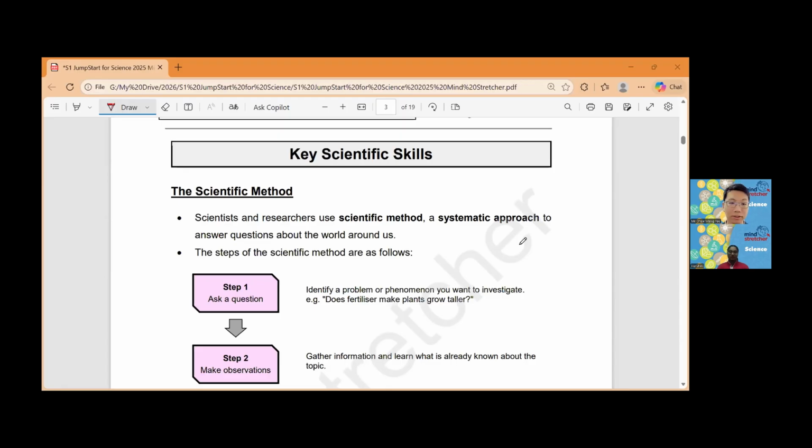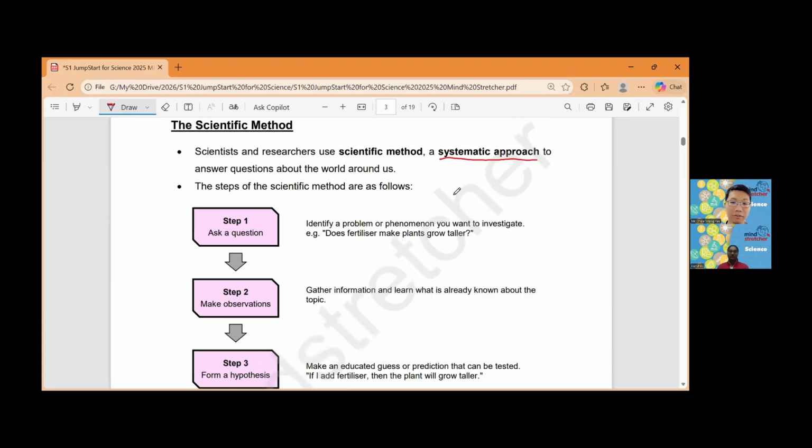And you will also learn this scientific method. This scientific method is what we call a systematic approach to answer questions about the world around us. So let's say we have a question. Then what do we do? How do we answer it scientifically? All right. So let's say, for example, I have this question.